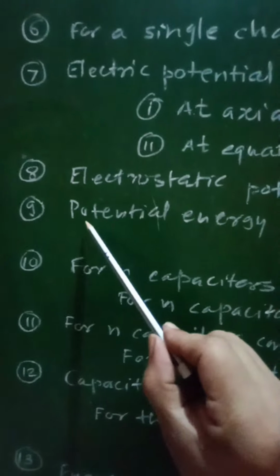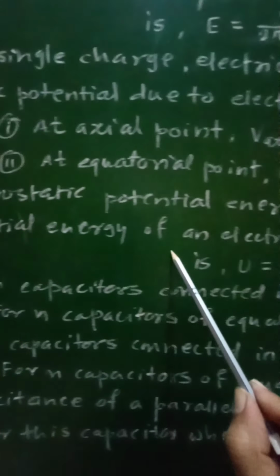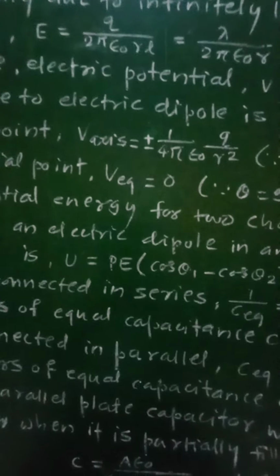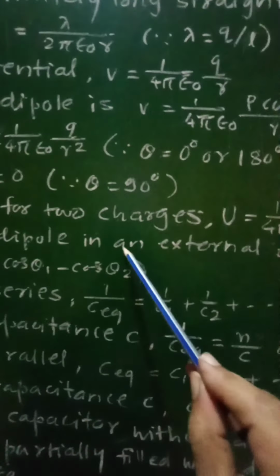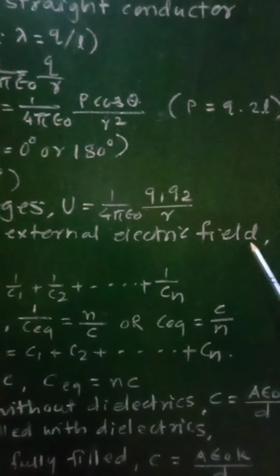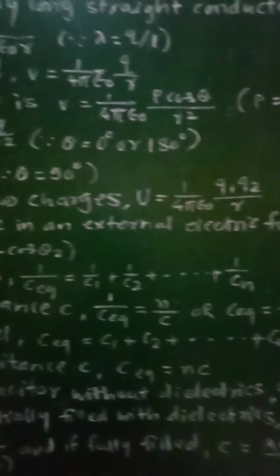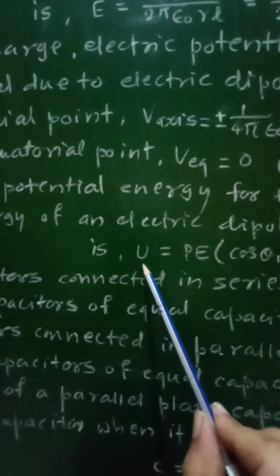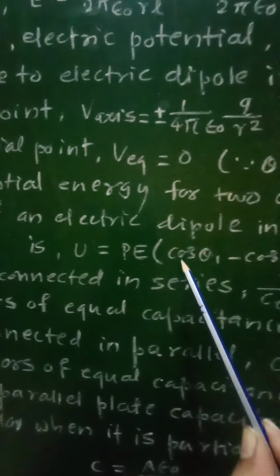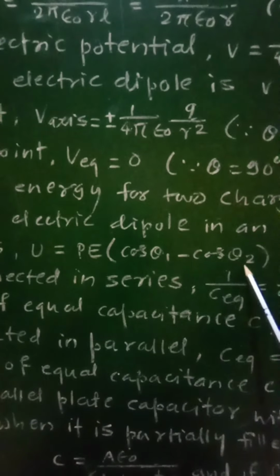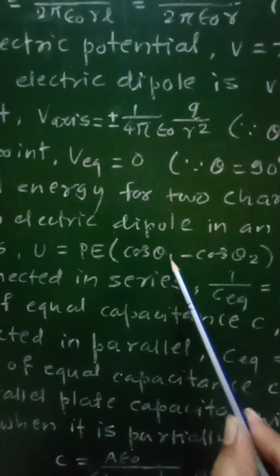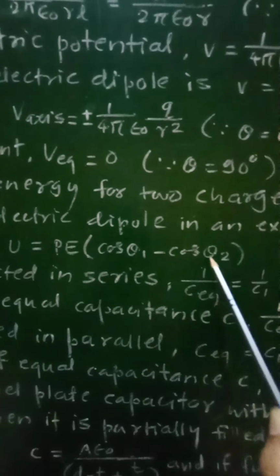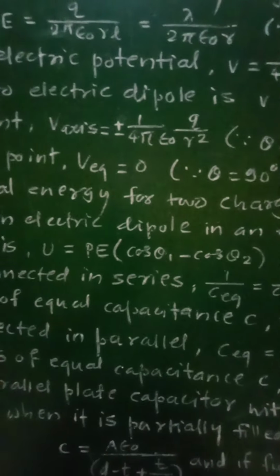Then the ninth formula gives the potential energy of an electric dipole in an external electric field. If any external electric field is present, then the potential energy of that electric dipole is given as U equal to pE into cos theta 1 minus cos theta 2. Theta 1 will be the initial angle, theta 2 will be the final angle.